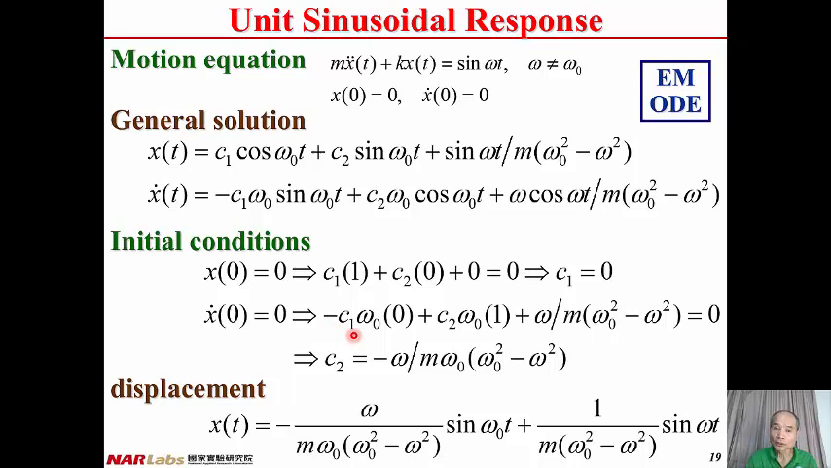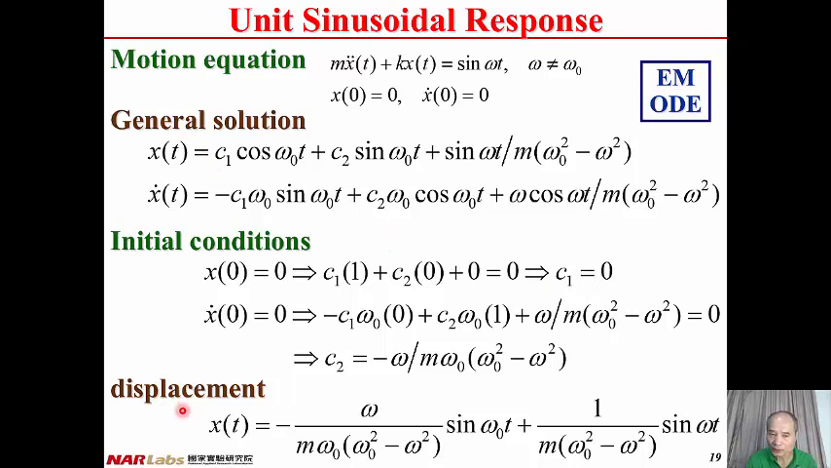We have minus C1 omega 0 times sine 0 equal to 0, plus C2 omega 0 cosine 0 equal to 1, plus omega times cosine 0 equal to 1, divided by m times omega 0 square minus omega square, equal to 0. And from this equation, we can solve for C2 equal to minus omega divided by m omega 0 times omega 0 square minus omega square. Once we solve for C1 and C2, we substitute these two coefficients back into the displacement function.